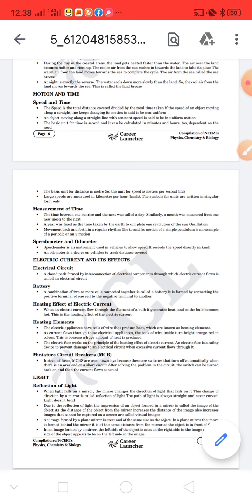Miniature circuit breaker (MCB). Instead of fuses, MCBs are used nowadays because these are switches and turn off automatically when there is an overload or a short circuit. After solving the problem in the circuit, the switch can be turned back on and then current flows as usual.